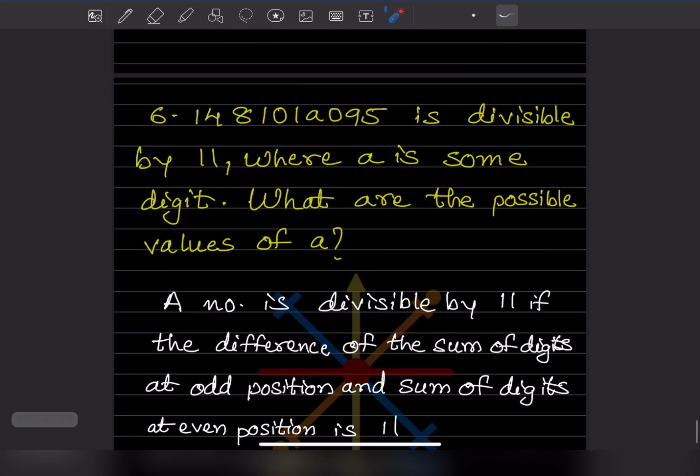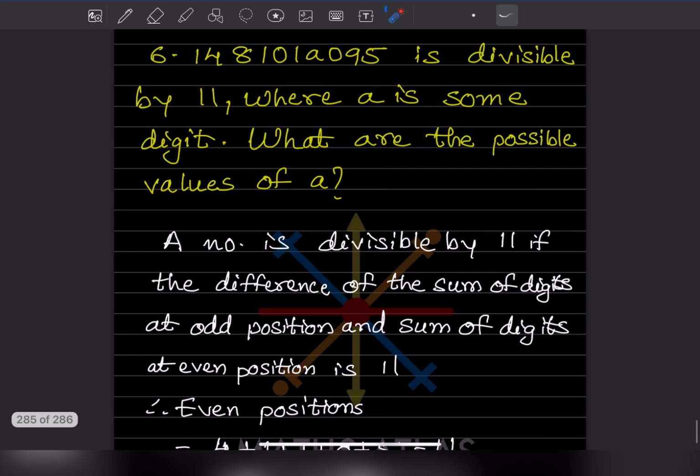Now here, 1481001A095 is divisible by 11. Where A is some digit, we don't know what the number is here. So what are the possible values of A? It should be divisible by 11. A number is divisible by 11 if the difference of the sum of digits at odd positions and the sum of digits at even positions is 11.